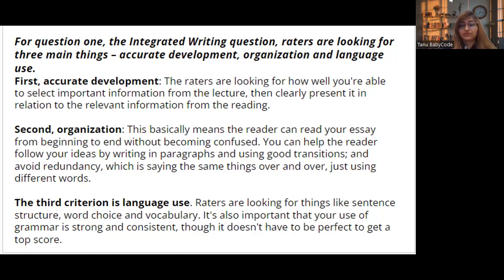Third is language use. Language use means sentence structure, word choice, vocabulary, and it is also important that your grammar be strong and consistent. It doesn't need to be perfect to get a top score, but yes, it needs to be strong and consistent also.